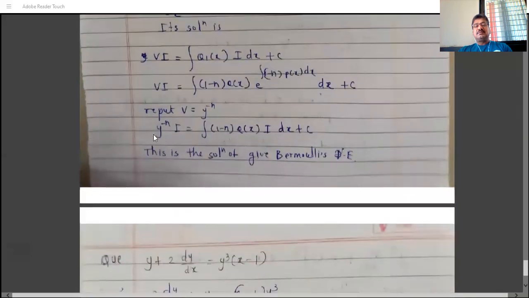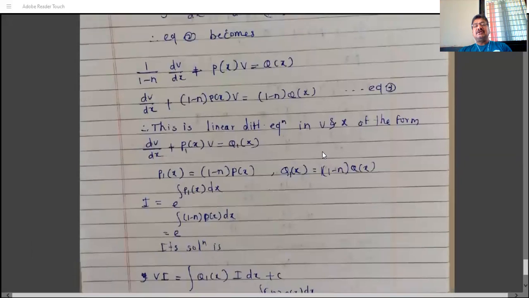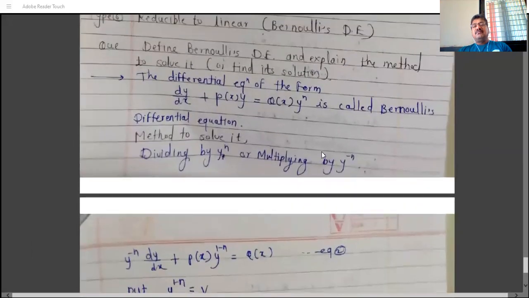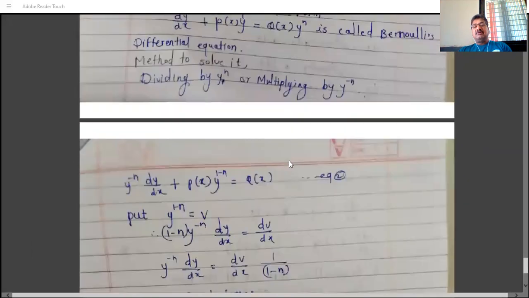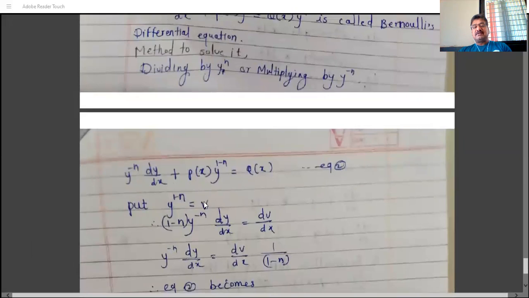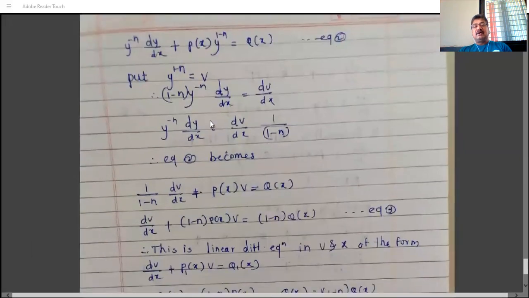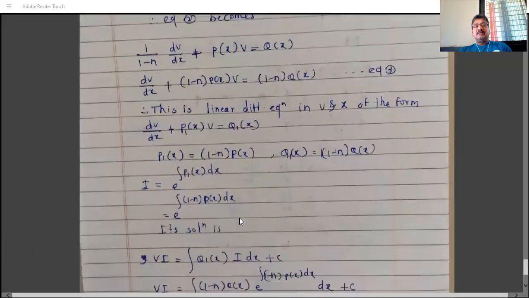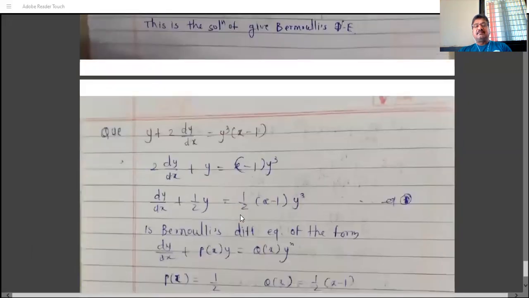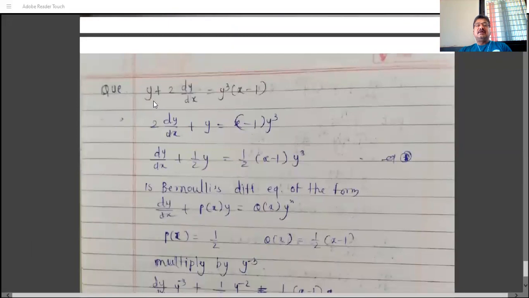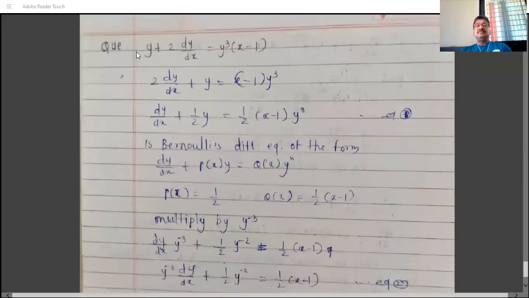We cannot use this formula as a direct solution of Bernoulli's differential equation. But how can we solve Bernoulli's differential equation? By using the same procedure, by using the substitution y raised to 1 minus n is equal to v, we will convert the given differential equation to a linear differential equation, and then we will solve it. So this is the differential equation of that type, Bernoulli's differential equation.